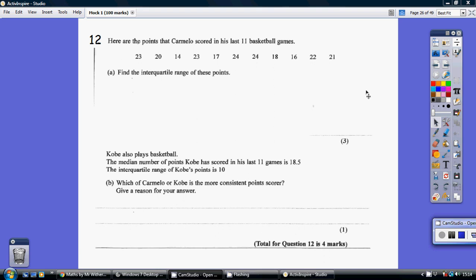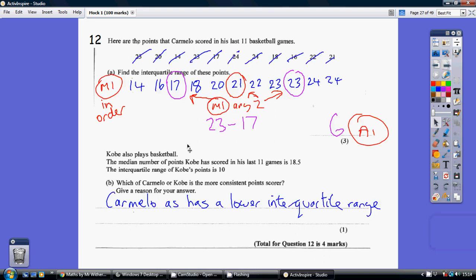Question 12. So we've got to start off by working out the interquartile range of these points. So step one, put them all in order from smallest to biggest. Now the interquartile range is unlike the range. The range would simply be biggest take away smallest. With the interquartile range we want to sort of get rid of the bottom quarter and the final quarter. So this is how you do it.